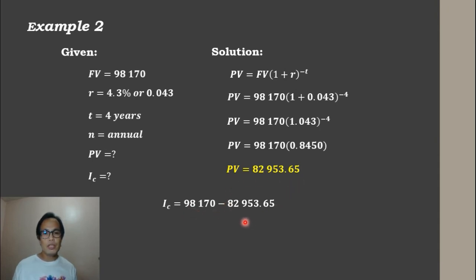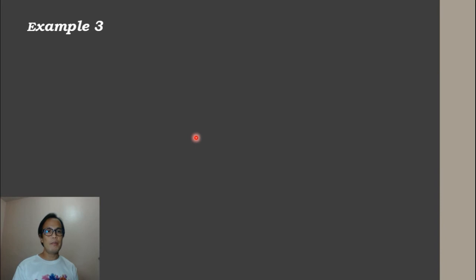the present value which is 82,953.65. So our compound interest is 15,216.35. This is the interest gain for the investment of the present value, which is 82,953.65, and the interest rate of 4.3% within 4 years compounded once a year, meaning annually or yearly or per annum. Now let's proceed to example number 3.